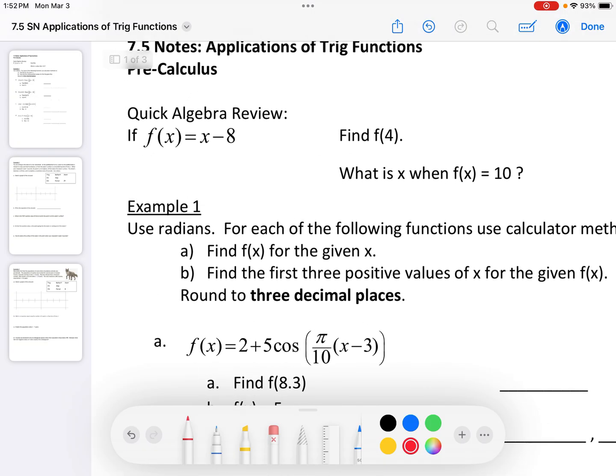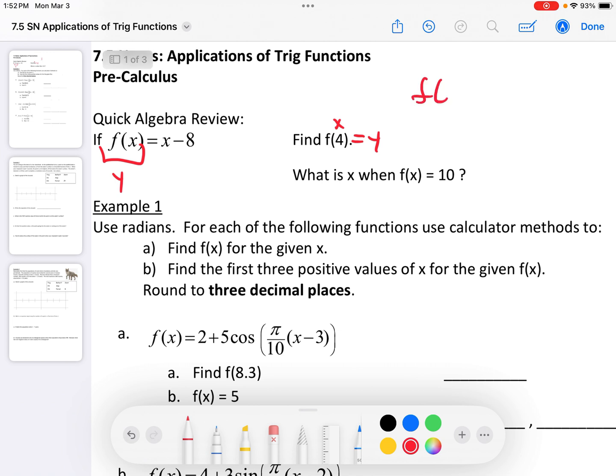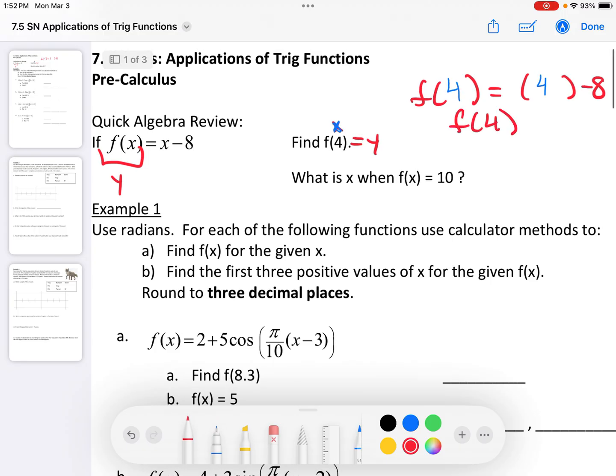Quick review. When we have f of x equals x minus 8, f of x is acting like the y. So when we're finding f of 4, 4 is the x, and we're finding the y. So f of something equals that something minus 8. The something we are plugging in here is the 4. So f of 4 is 4 minus 8, which is negative 4.